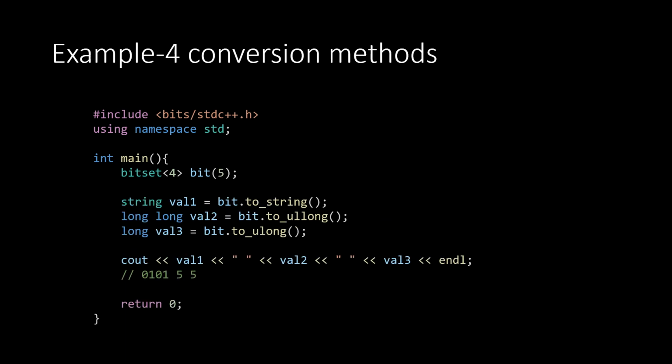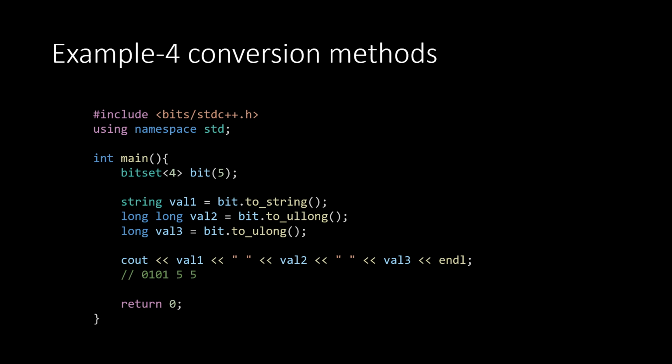Next are the conversion methods. With these conversion methods, you can convert the bitset class into other forms. You can convert the bitset class into a string, or a long long, or a long. To convert this bitset class into a string, you can use the to_string method. If you want to convert it into a long long value, you can use to_ullong. And if you want to convert it into a long value, you can use to_ulong.